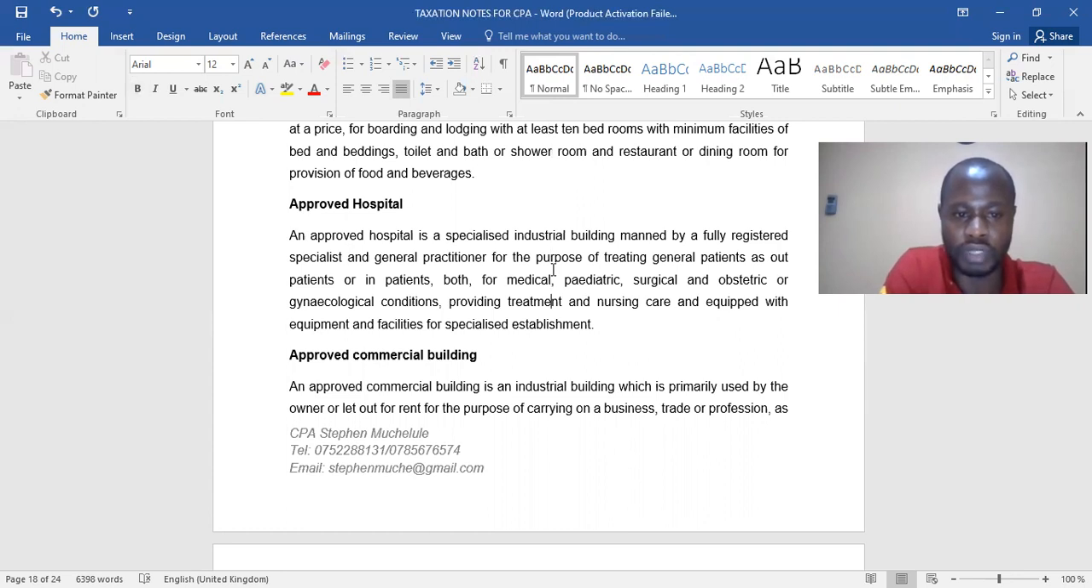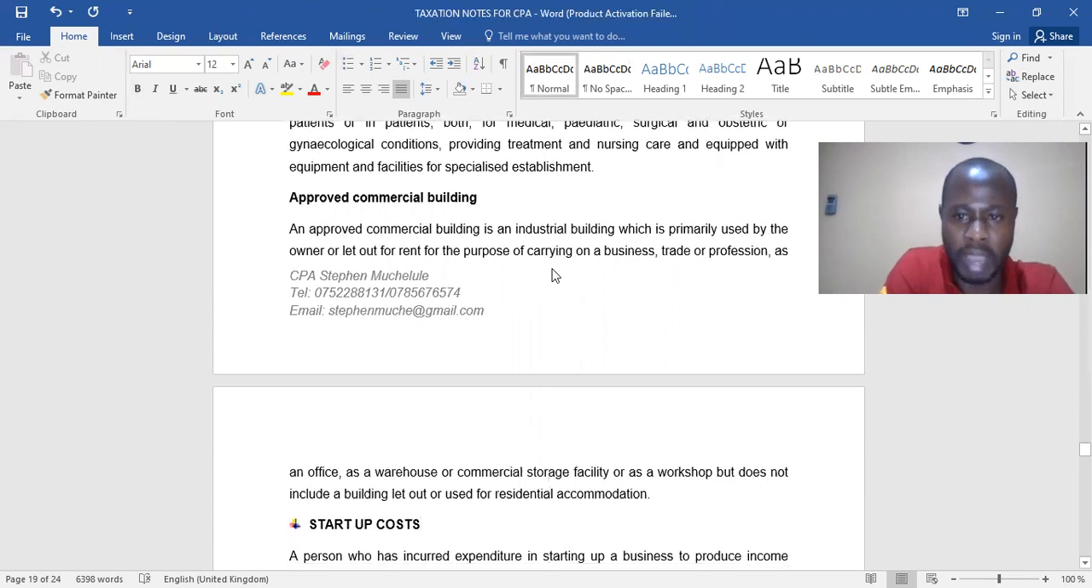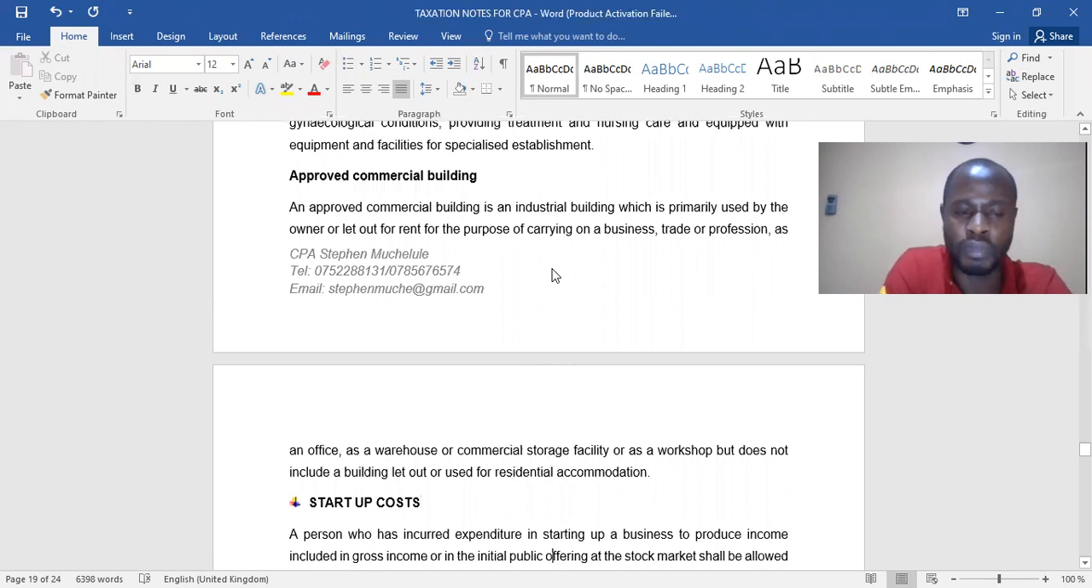Now, approved commercial building. An approved commercial building is an industrial building which is primarily used by the owner or let out for rent for the purpose of carrying on a business, trade, or profession, as an office, as a warehouse, or commercial storage facility, or as a workshop, but does not include a building let out or used for residential accommodation.